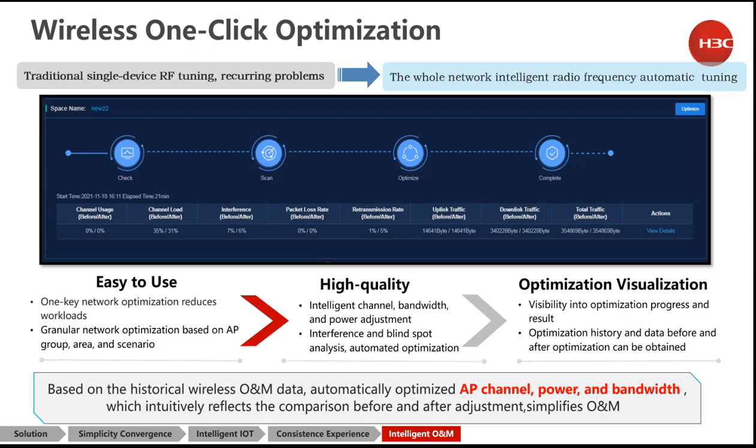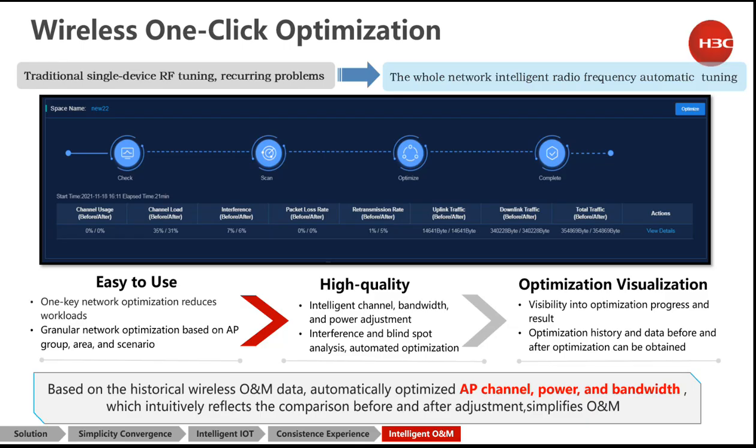So the problem with Wi-Fi is we know it's an ever-moving environment. Nothing in Wi-Fi is static. Everything's always moving. What wireless one-key optimization does is it actually takes all the information that the wireless controller has gathered and AD Campus has gathered about the wireless environment.